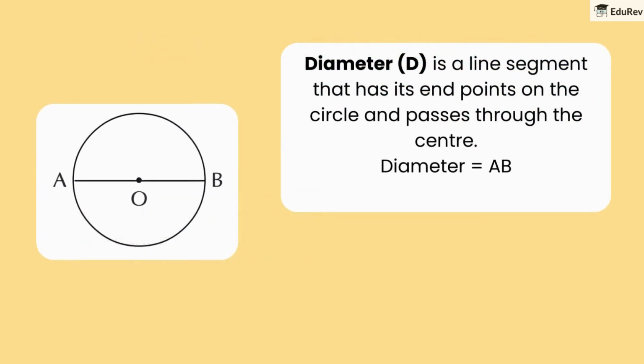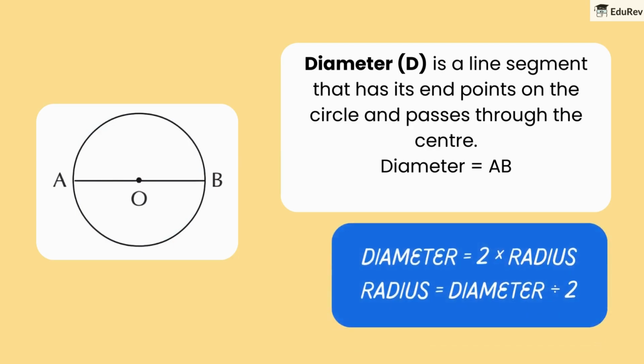Diameter or D is a line segment that has its end points on the circle and passes through the center. Here, diameter is equal to AB. Also, diameter is equal to 2 times radius, and radius is equal to diameter divided by 2. So, AB is equal to OA plus OB, which is equal to 2 times OA or 2 times OB.